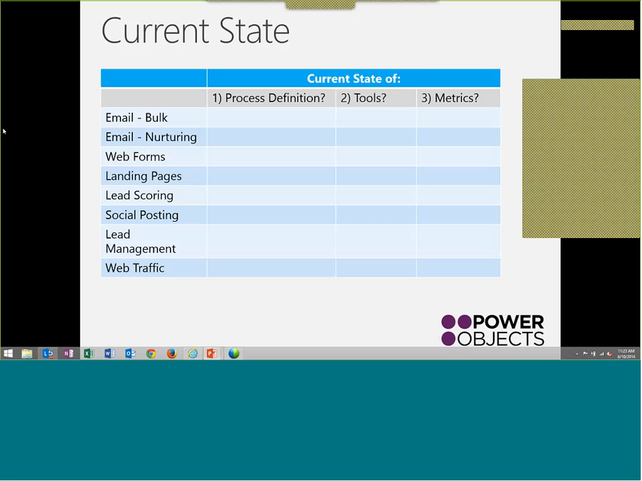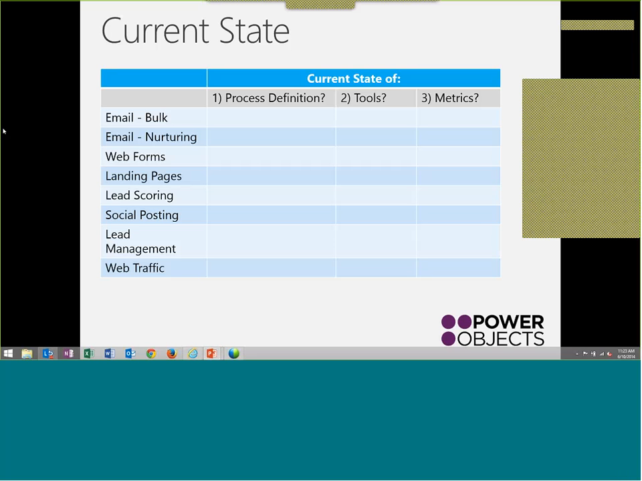You can see on the left side here, we've got email, bulk marketing emails. We've got email nurturing that may be triggered on an event or on some kind of form submission. We have web forms. We have landing pages. We have lead scoring. We have social posting, posting to social media, and we have lead management: when does a lead get converted and marked as sales ready and then routed or assigned to a salesperson for that next step. And then we have web traffic, so understanding what our customers and leads are doing on the web in between the time that we have a chance to interact with them.